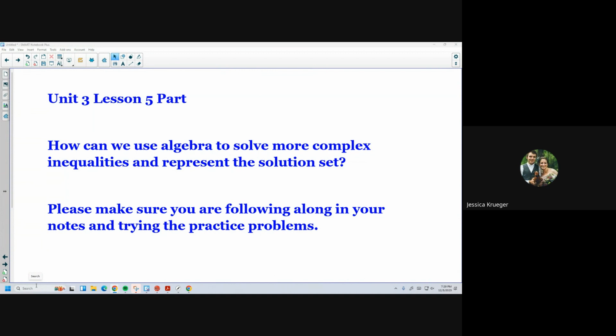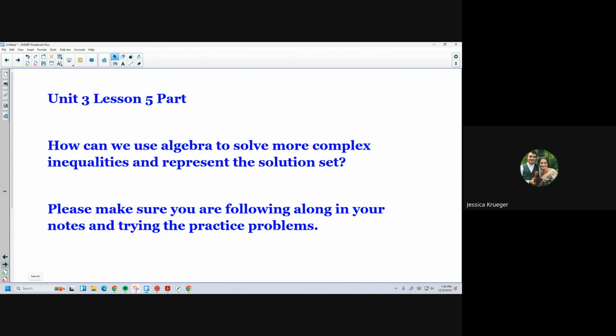This next part of our lesson is going to build on what you did for homework last night, which is how can we use algebra to solve more complex inequalities and represent the solution set. So again, just as a reminder, please make sure you're following along in your notes. You're going to have a chance to pause the video and try some practice problems. It's really important that you try those on your own so that you know what you're understanding and what you're not understanding. If you get stuck along the way, hit play and look at the solution and see if you can get unstuck. Once you find where you're stuck and get the next step, then hide the solution and see if you can finish it up.